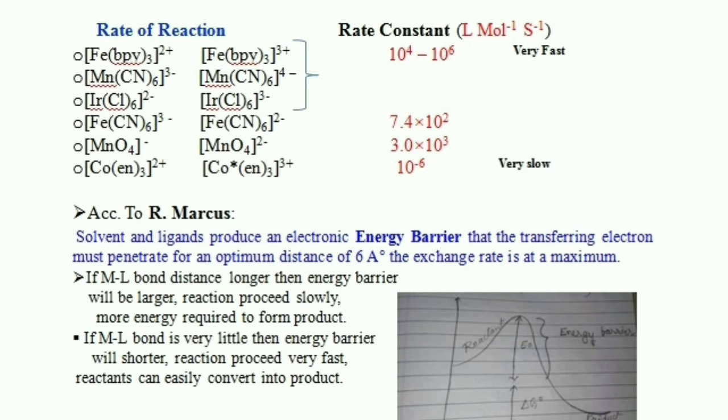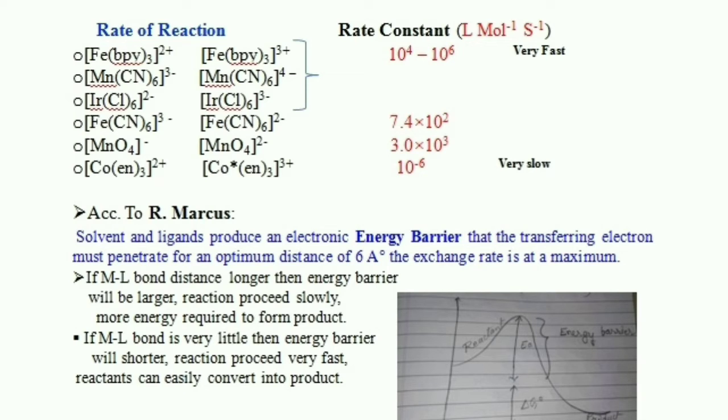Whether the reaction proceeds fast or slow can be determined by rate constants. Here rate constants of some reactions have been given. The tris-dipyridine iron 2+ complex after electron transfer forms the iron 3+ complex. In the second reaction, the hexacyano manganese 3- complex after electron transfer gets converted to the 4- complex, and the hexachloroiridium 2- complex gives the product hexachloroiridium 3- complex. The rate constants of these three reactions are between 10 to the power 4 and 10 to the power 6 liter per mole per second. It is very high, meaning the reaction will be very fast.